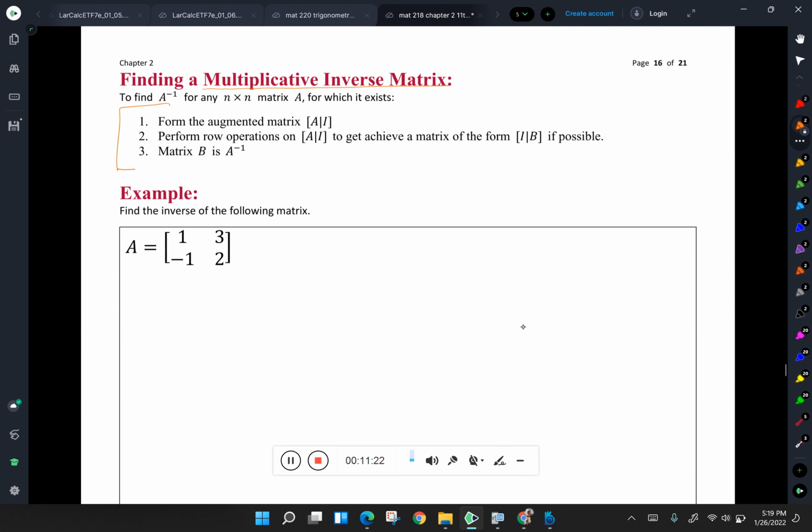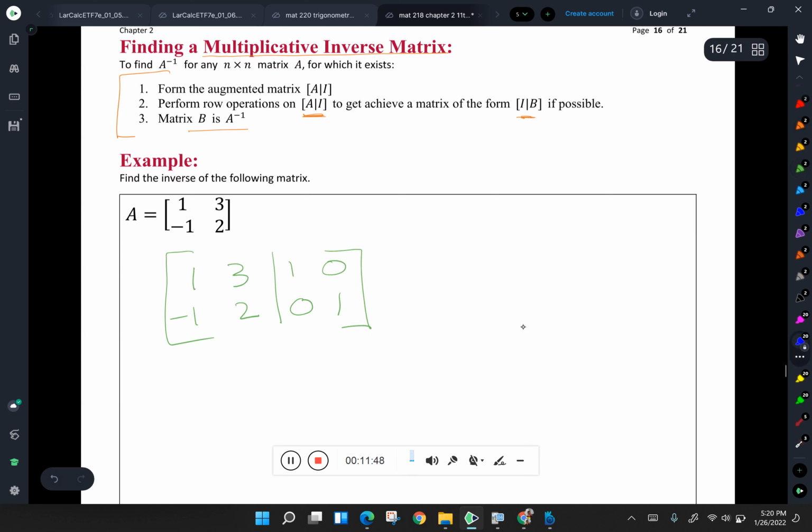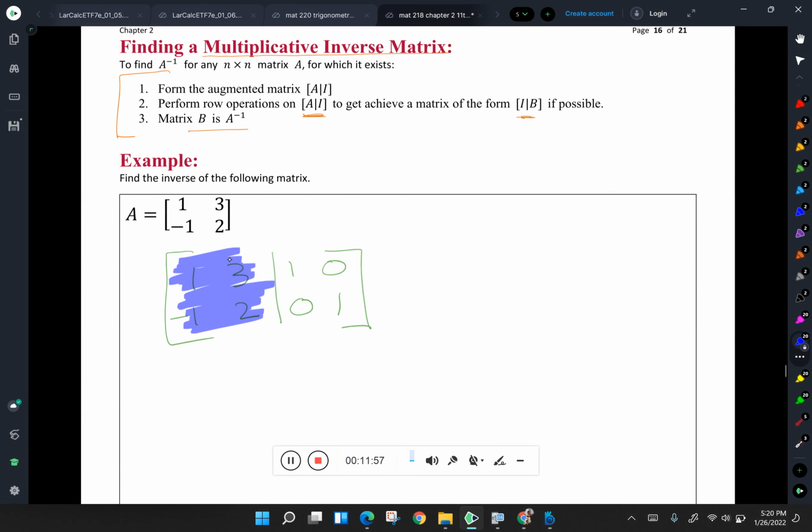Form the augmented matrix A augmented with the identity matrix. Perform row operations to turn [A|I] into [I|B], if possible, and then B is the inverse of the matrix. All right, so step 1, form that augmented matrix. That augmented matrix to A would be 1, 3, negative 1, 2, augmented with 1, 0, 0, 1. And now I'm going to perform row operations to turn this side into the other side. Meaning I'm going to do whatever it takes to turn that 1, 3, negative 1, 2 into 1, 0, 0, 1.